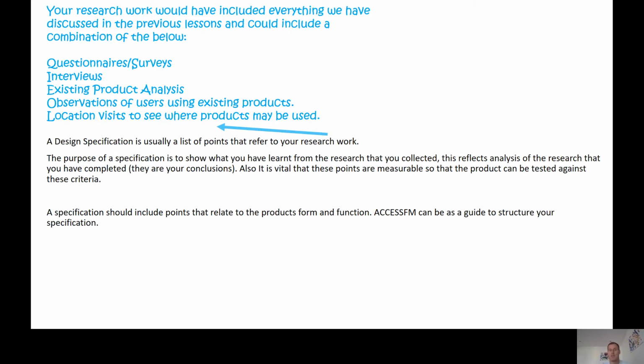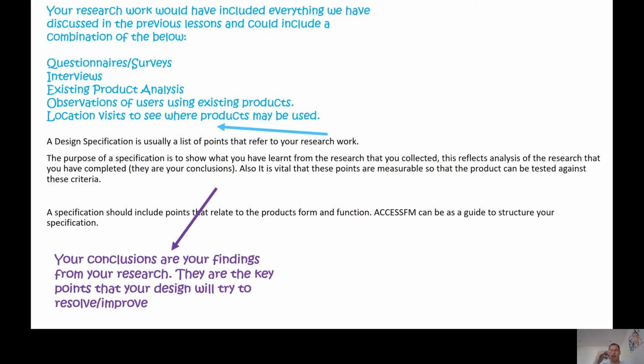Okay, location visits, see where the product might be used. Again, if it's a vacuum cleaner, go into people's homes, look at those typical things that are in the way. So sofas often have quite a low sort of gap, so you want to design a Hoover that can get under that gap. Okay, look at size of the bedrooms, look at where plug sockets are. Okay, if you're making a Hoover which has got a cord. And then obviously in case of producing some conclusions about it. Okay, those points need to be measurable so we can test the product against those criteria.